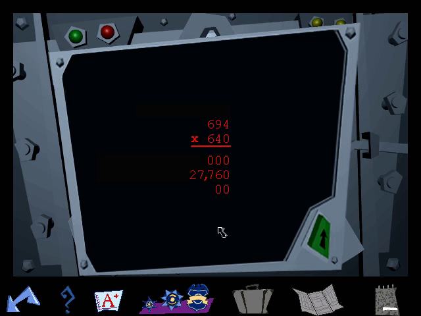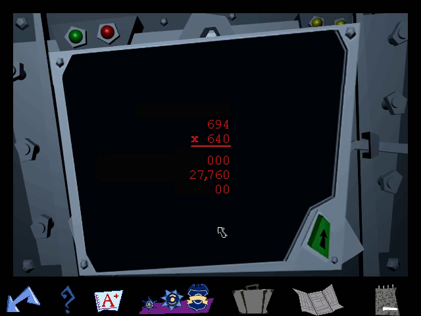Okay, 4 times 6 equals 24. 9 times 6 equals 54 plus 2 equals 58. 6 times 6 equals 36 plus 5 equals 41. No, something's not right. 6 times 6 equals 36 plus 5. No. Okay, so I made a mistake somewhere.